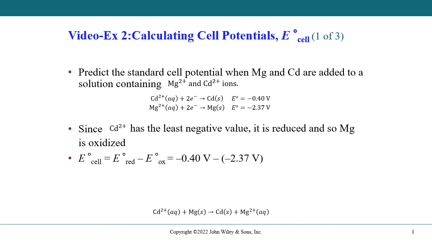So we can work out the cell potential by saying E reduction minus E oxidation, and you will see that if we calculate the final value, we get a value of plus 1.97, so we actually have a spontaneous reaction which we can write as the full equation over here.